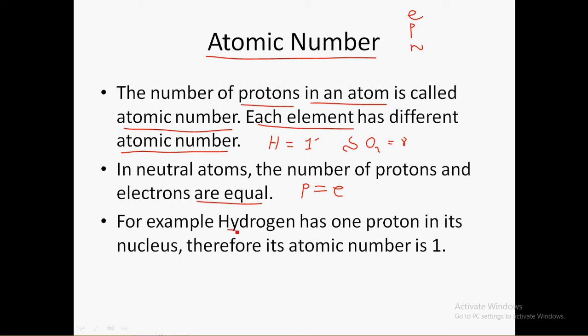For example, hydrogen has one proton in its nucleus. The hydrogen nucleus contains one proton, so its atomic number is 1. If another has 8, its atomic number is equal to 8. So the atomic number is the number of protons that are found in the nucleus of an element.